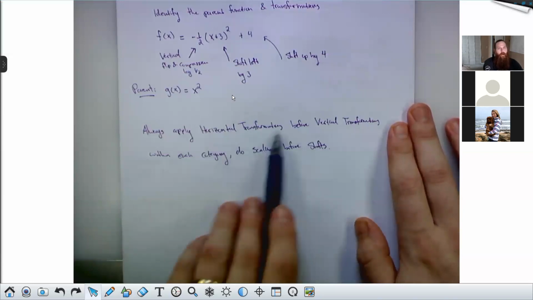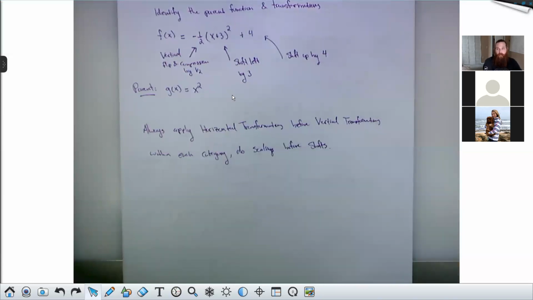So first I would look, are there any horizontal scalings? And there are not. Then I'd go, are there any horizontal shifts? There are. Then I would go, are there any vertical scalings? And then I would ask, are there any vertical shifts? And to answer your question, Lily, it is. It's the same thing as following the order of operations.